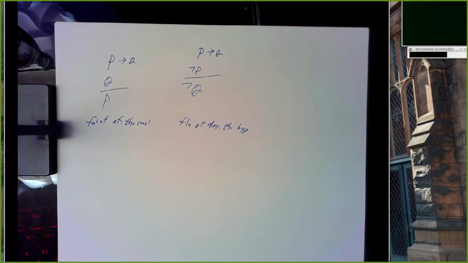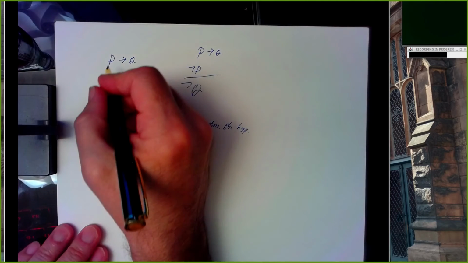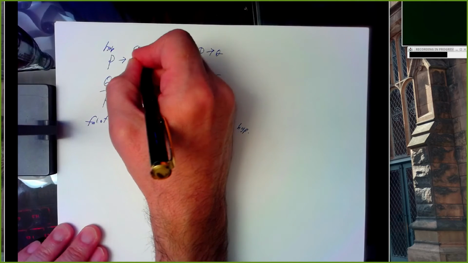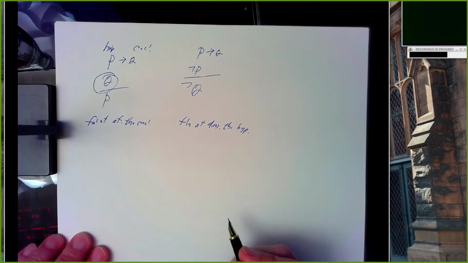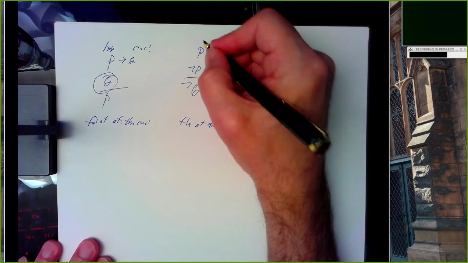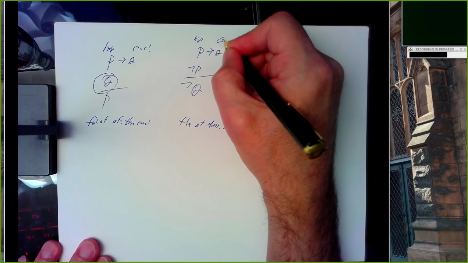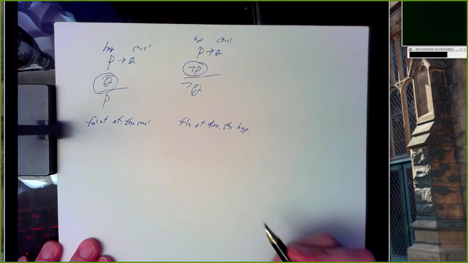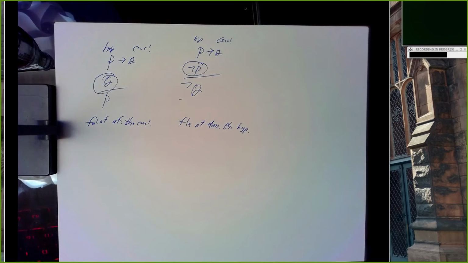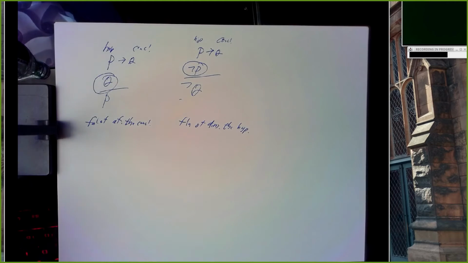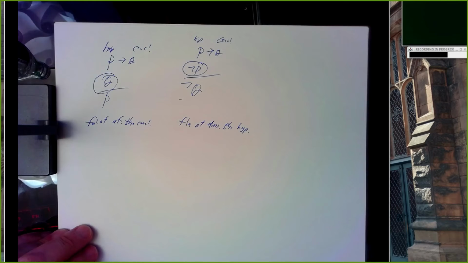So I think of it as what is the thing that you're doing before you get to the fallacy, right? In this case, this is hypothesis, conclusion. I'm saying the conclusion is true, and then I'm getting to a fallacy. In this case, I'm saying the hypothesis is false, and then I'm getting to my contradiction, or my fallacy. So yeah, I think you're thinking about it right.